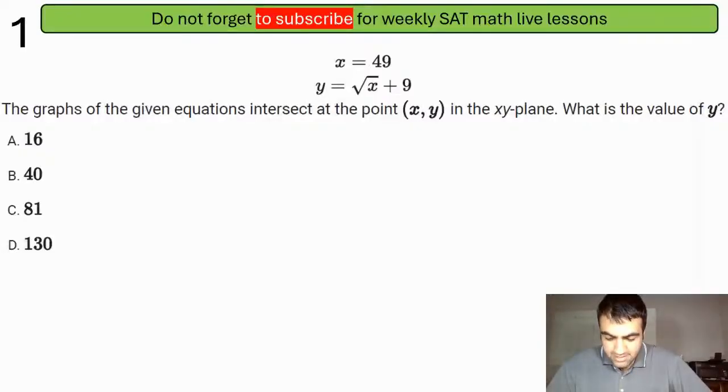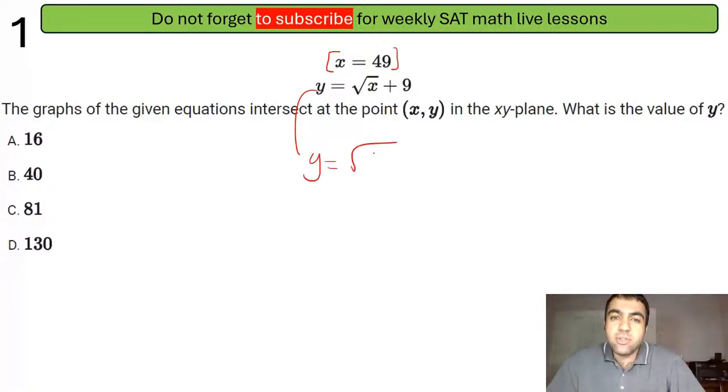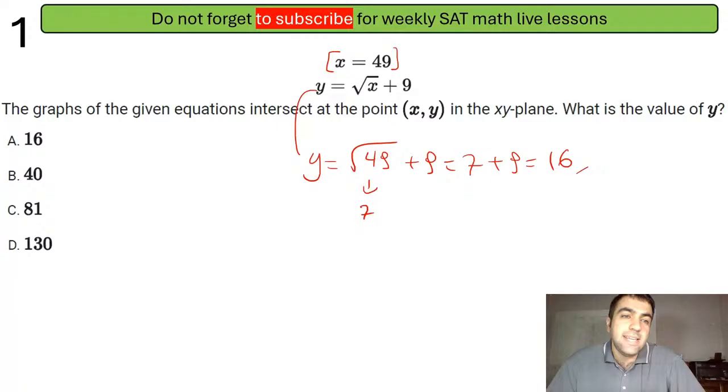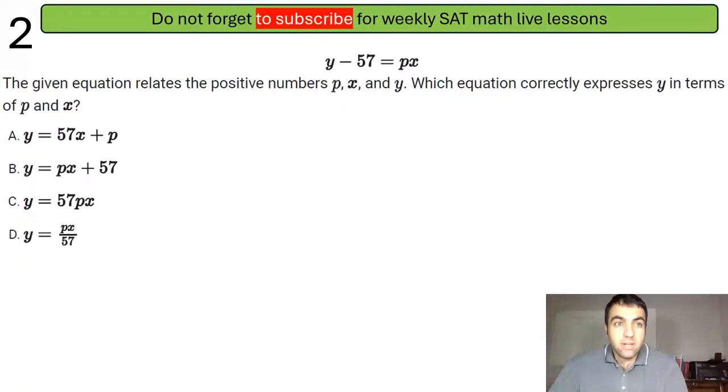Mr. Sahib says first one is A. Let's have a look. What's the value of y if x is equal to 49? Let's write the equation. The square root of 49 plus 9 is equal to, this is 7, right? 7 plus 9 is equal to 16. Okay, this is A. Mr. Shahin and Mr. Sahib, you are right. Second question.